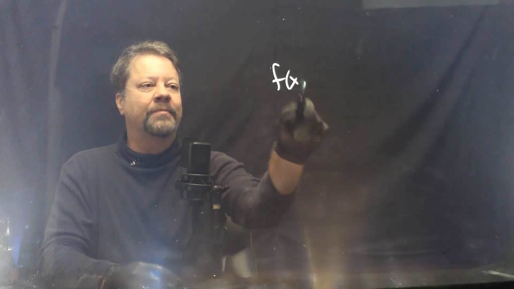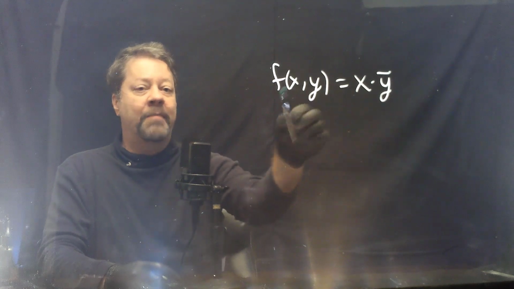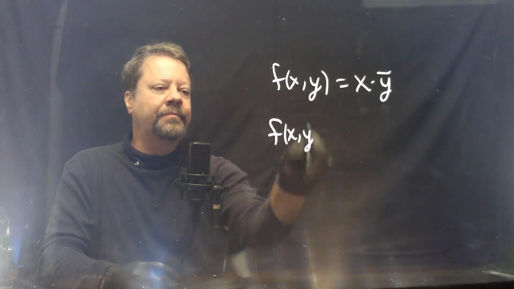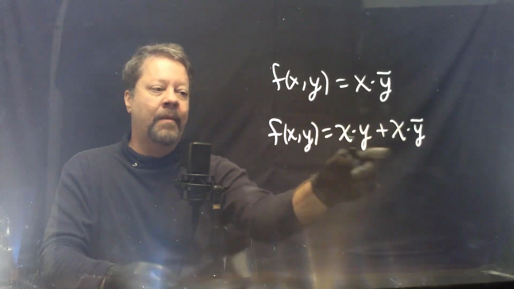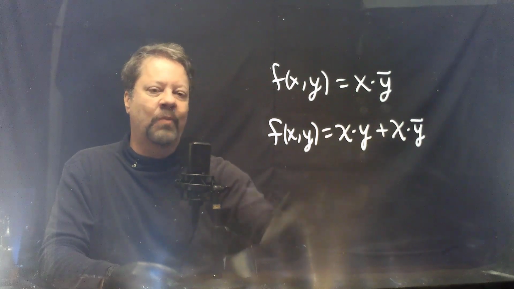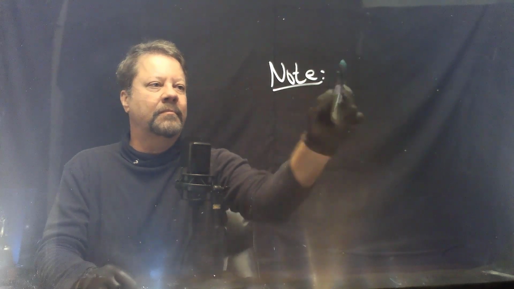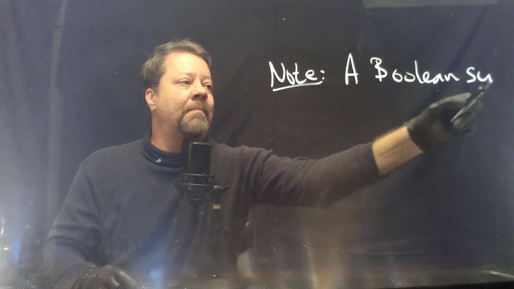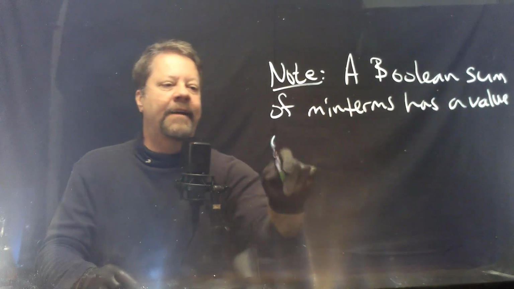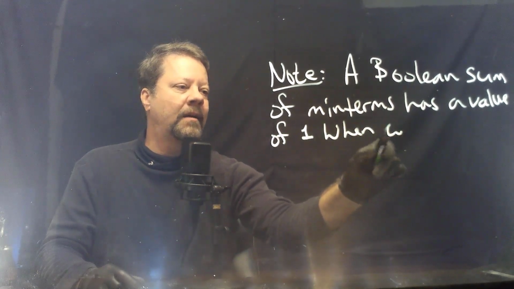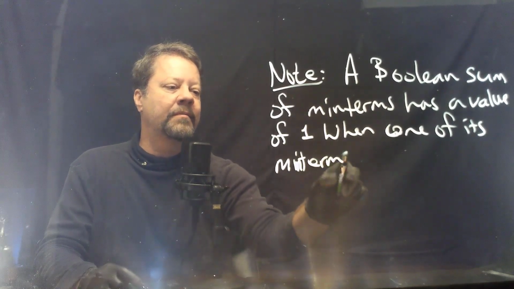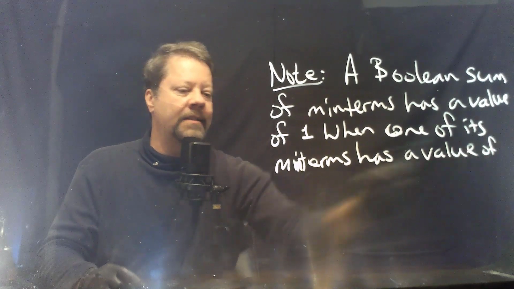So in our first example, we have a Boolean function represented by a single min term involving two literals, x and y bar. But the second function was a function composed of two min terms. The first term involved two literals, x and y. The second term involved two literals, x and y bar. So note a Boolean sum of min terms has a value of 1 when one of its min terms has a value of 1.